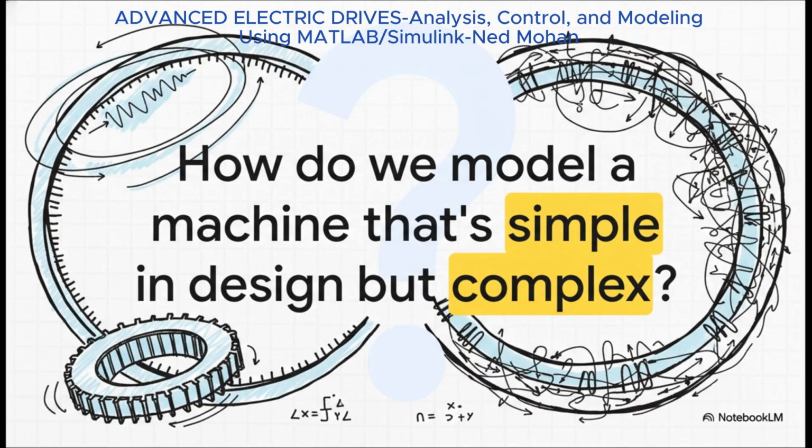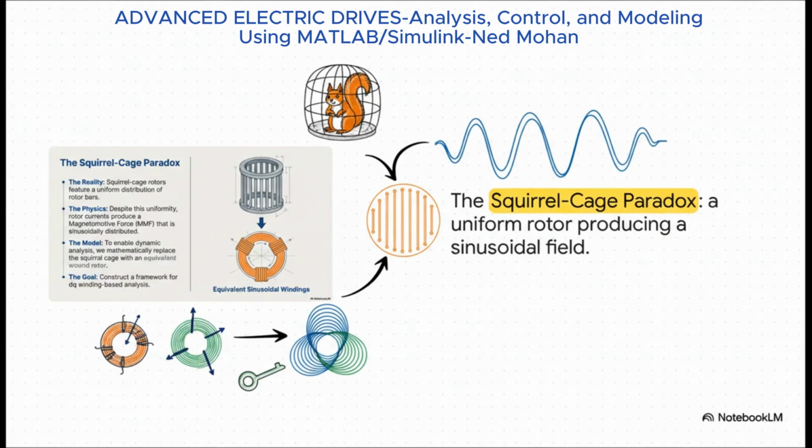That's our main challenge today, to build a model that's every bit as elegant as the machine itself. And this brings us to what I like to call the squirrel cage paradox. Just look at it. You've got these simple, uniform, evenly spaced bars on the rotor, yet somehow they all work together to create this perfectly smooth, wave-like magnetic force. How in the world does that happen?